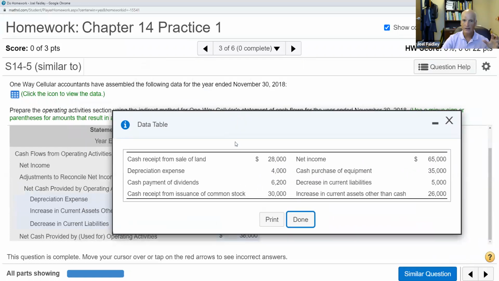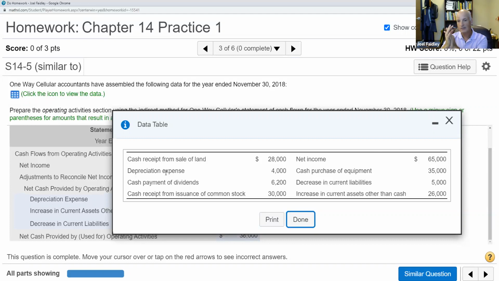There's my 65,000. I'm also looking for depreciation. They've got the balance sheet and income statement information here in just one simple format. So there's my 65. You always add back depreciation. Why do you add back depreciation expense? Well, think about it. Depreciation is a non-cash expense, right? The cash went out when you purchased the equipment. It's a long-term asset. But when you start depreciating that, what's the journal entry?